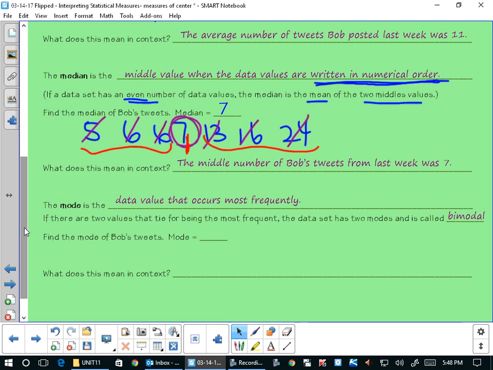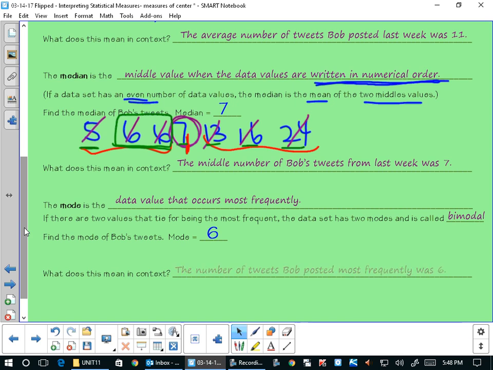So let's find the mode of Bob's tweets. Well, I can just look at the data we wrote up here. 5 only occurs once. Now here we go. 6 occurs twice, but let's make sure. 7 only occurs once. So since 6 occurs the most, 6 is your mode.